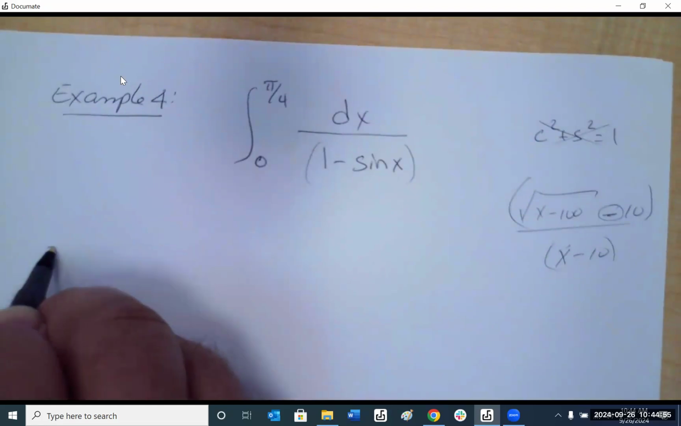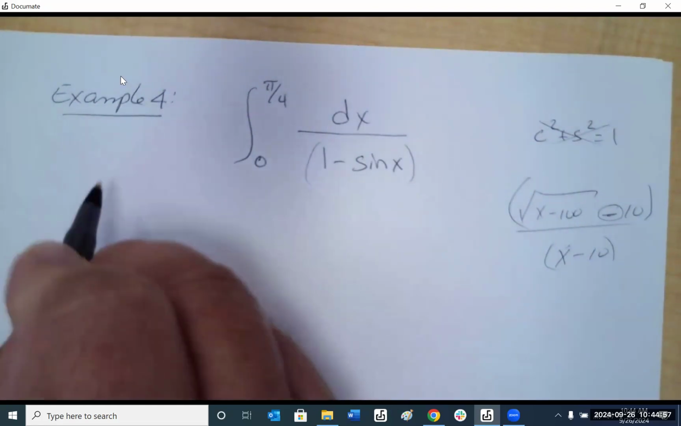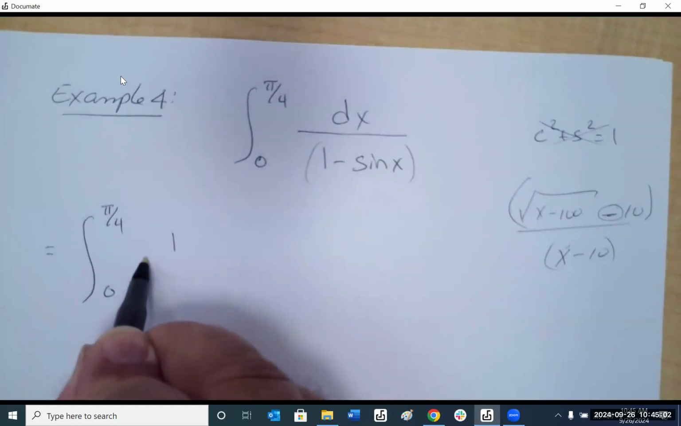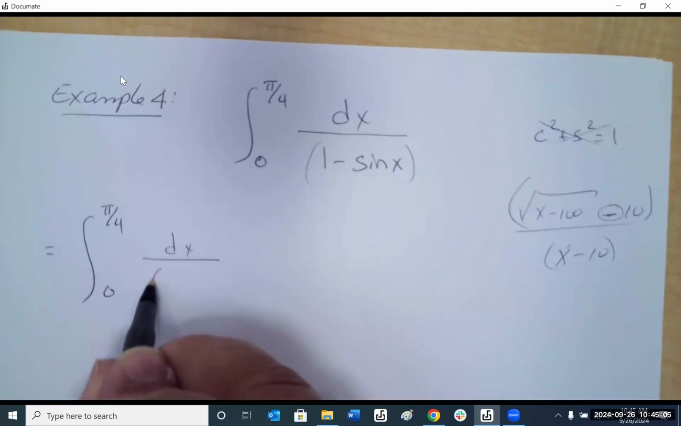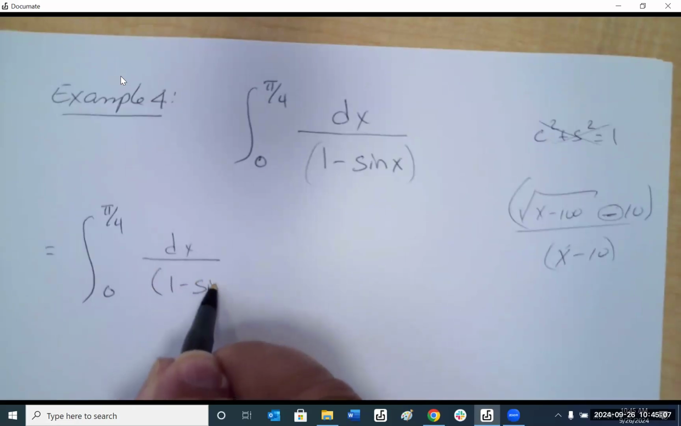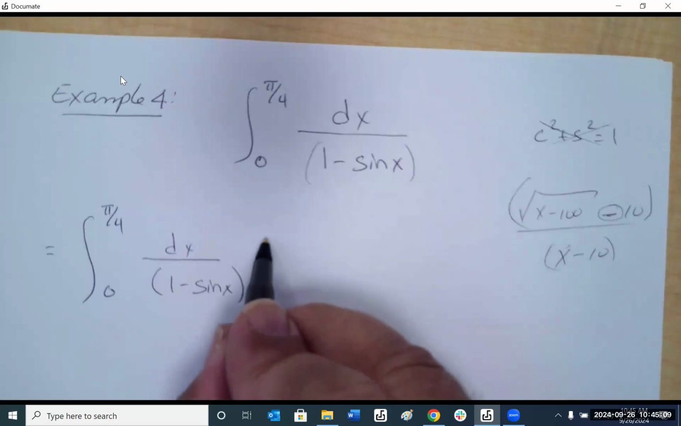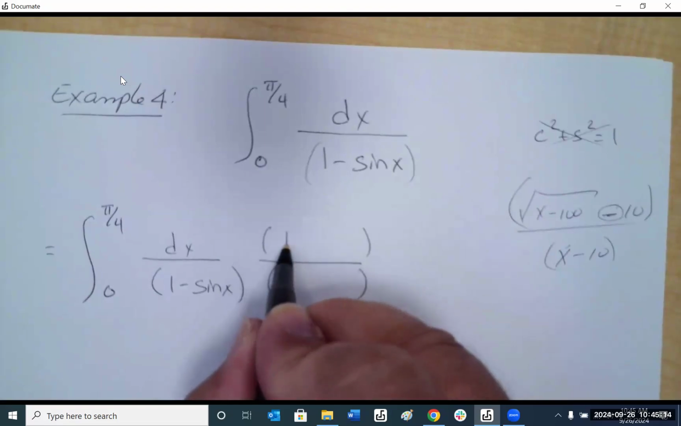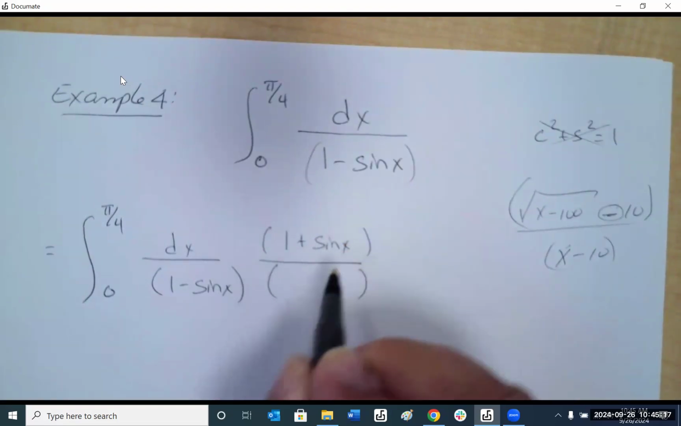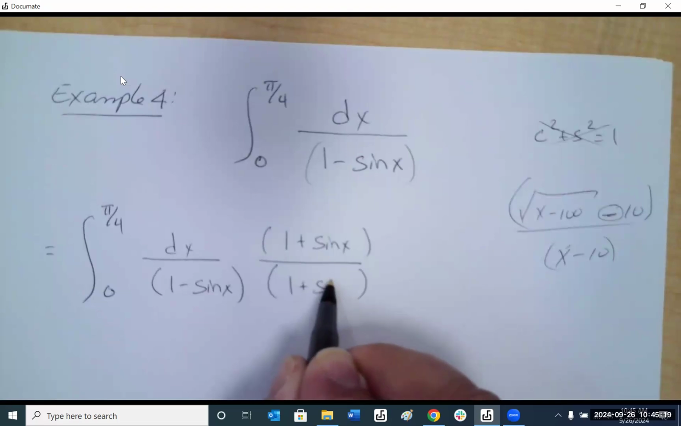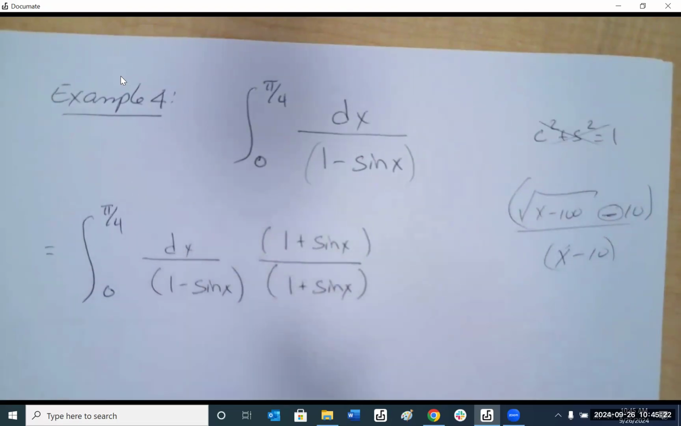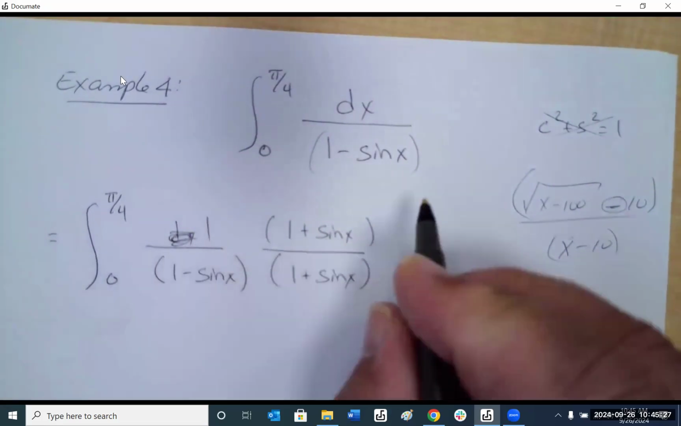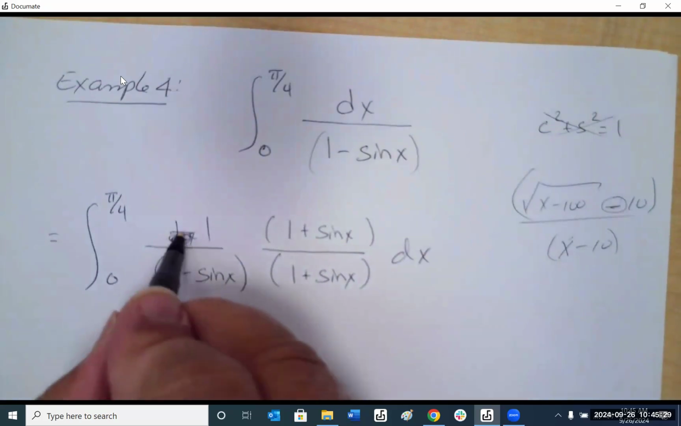So what we have to do here in this case is multiply the top and bottom by the conjugate, which is what? It's a plus sign, right? So it's 1 plus sine x, 1 plus sine x. Let me put the dx back here so it's always at the end.